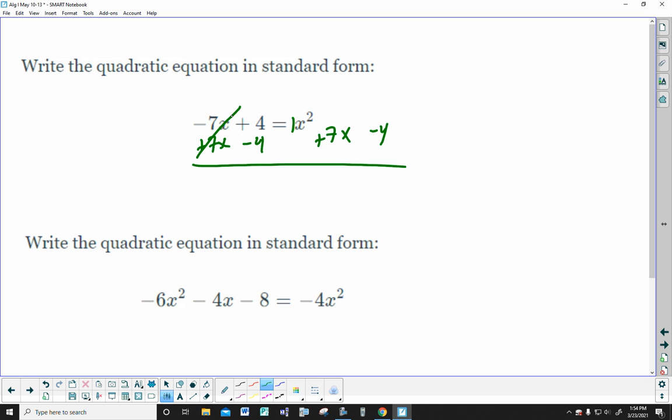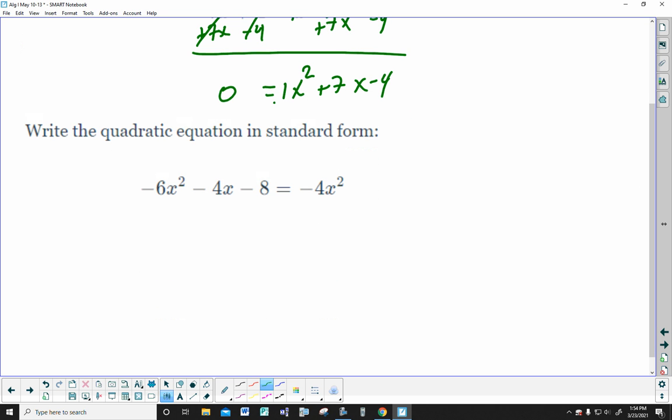So these cancel out, equals x squared plus 7x minus 4. The leading coefficient is 1, and it's positive 1, and that will help you in what comes next. Okay? So I think it's important to keep the leading coefficient positive.